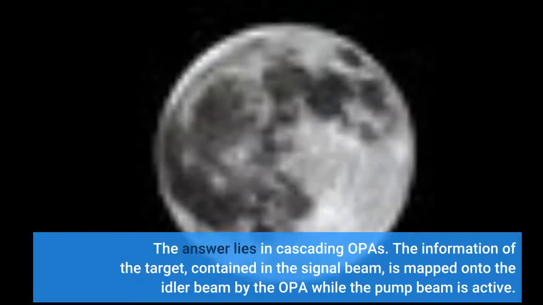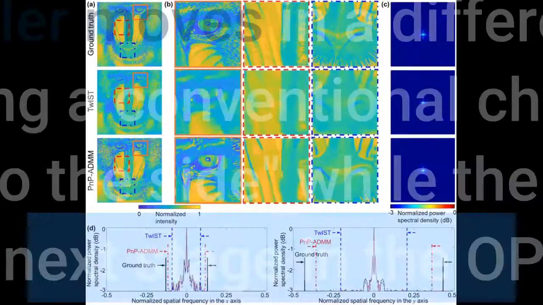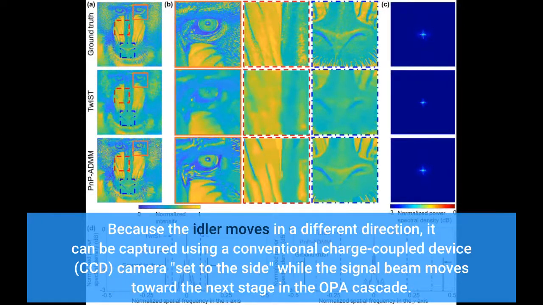The answer lies in cascading OPAs. The information of the target, contained in the signal beam, is mapped onto the idler beam by the OPA while the pump beam is active. Because the idler moves in a different direction, it can be captured using a conventional charge-coupled device (CCD) camera, set to the side, while the signal beam moves toward the next stage in the OPA cascade.